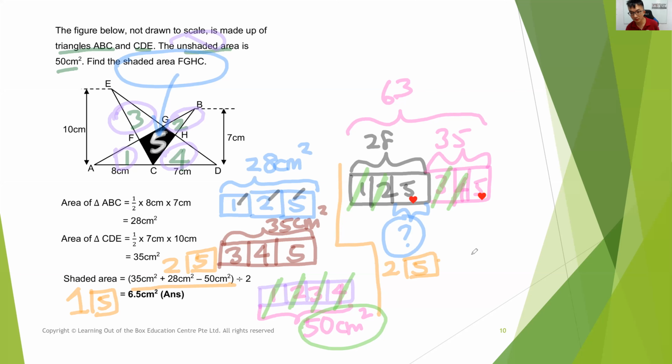Sherilyn said enlightenment. Sherilyn, which part enlightens you? Okay, so 63 minus 50 is 13. So 1, 5 is 6.5.